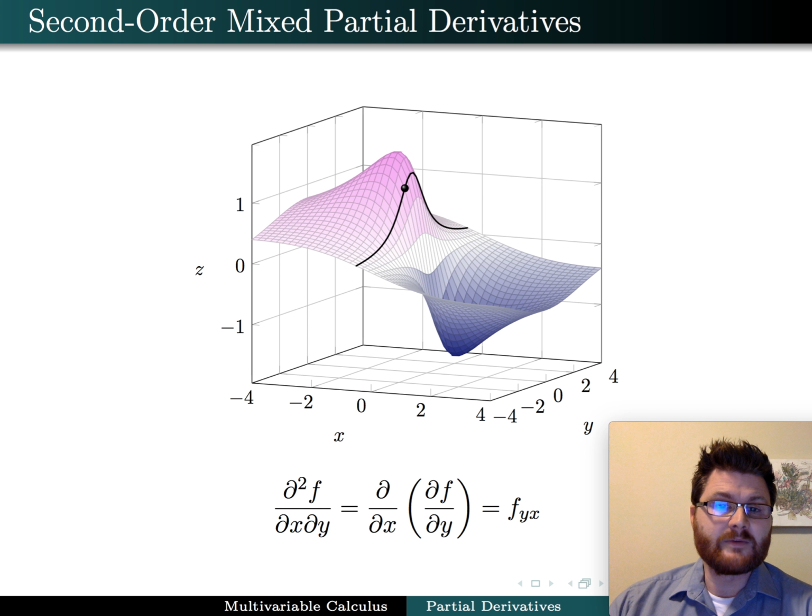And we can do this the other way as well. If I take a partial derivative with respect to y first, and then follow it with a partial with respect to x, the partial derivative with respect to y tells me what the slope is in the y direction for some fixed x. And then when I follow that with a partial with respect to x, I'm seeing what happens to that slope in the y direction as I change the x value a little bit, as I move that cross section right around that point.